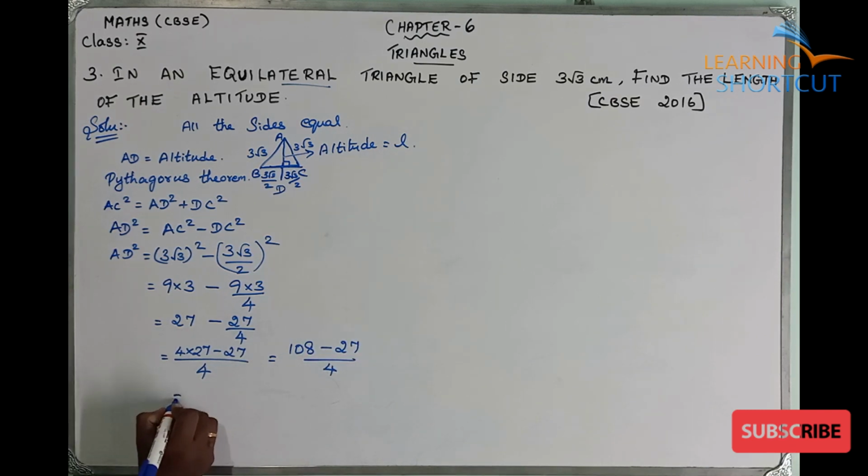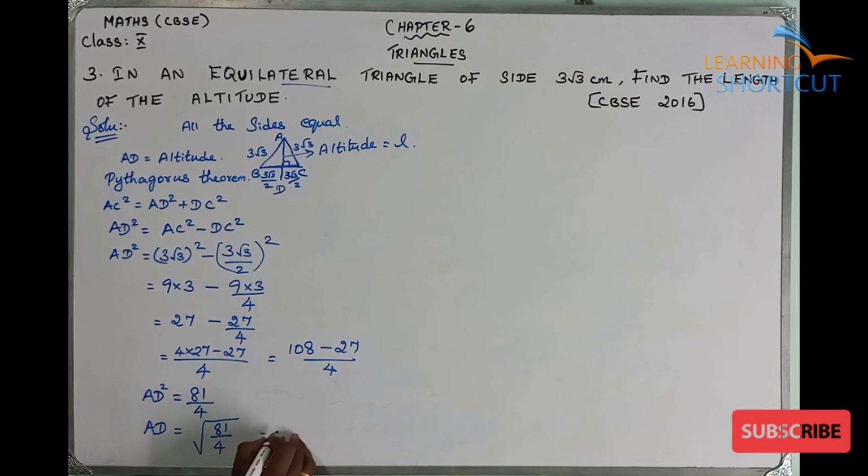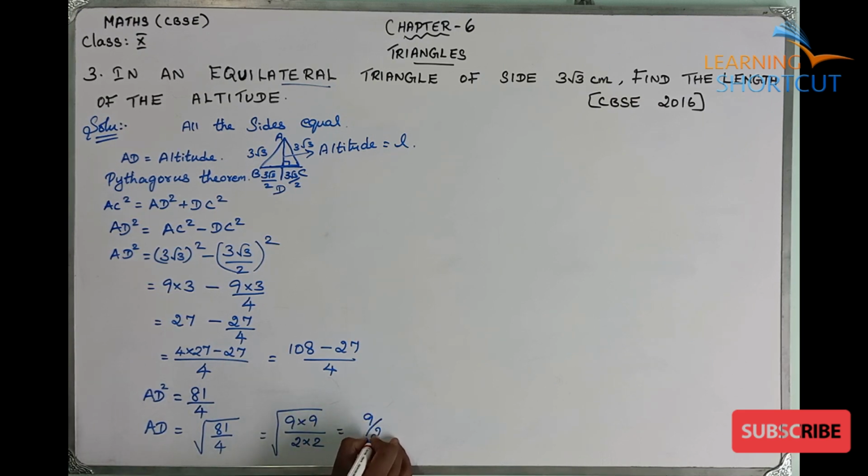Okay, what's the value you will get? 108 minus 27 is 81 divided by 4. So this is the value of your AD square. We want to know the value of AD. So AD will be equal to root of 81 divided by 4. So 81 we can write as 9 into 9 divided by 2 into 2 the whole square. So the value is 9 by 2 centimeter. Okay. So the altitude value will be equal to 9 by 2 centimeter, or we can write it as 4.5 centimeter. Okay. We hope you all understand.